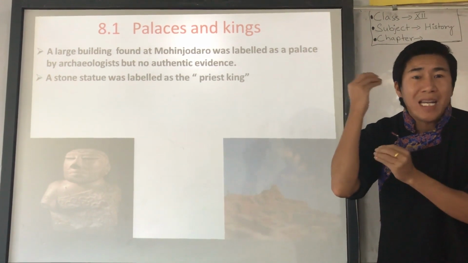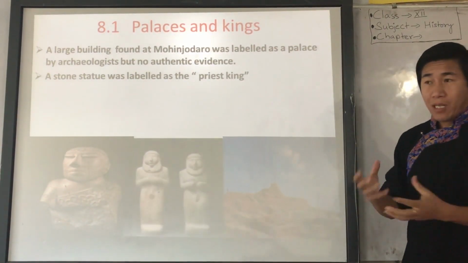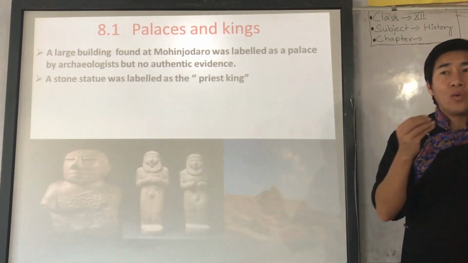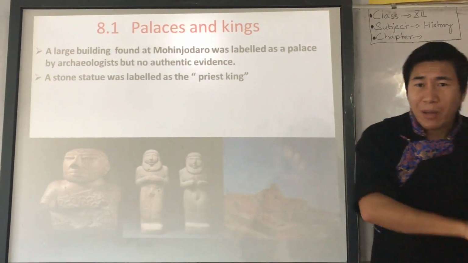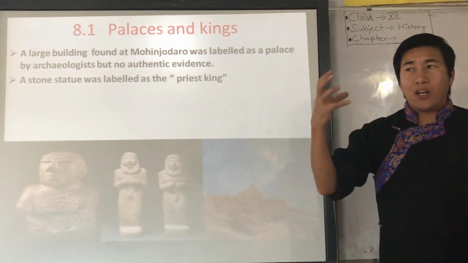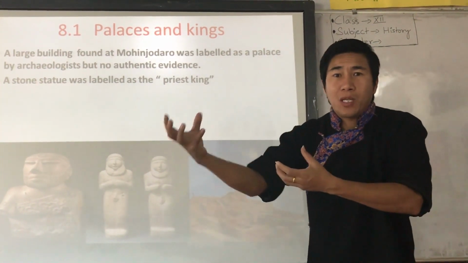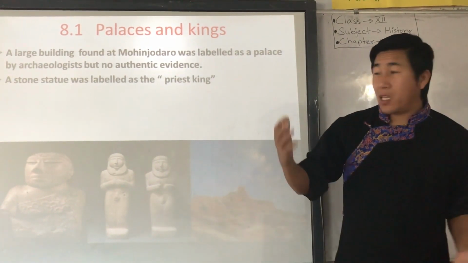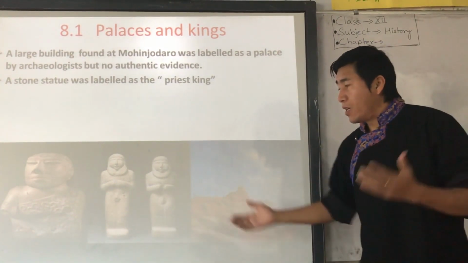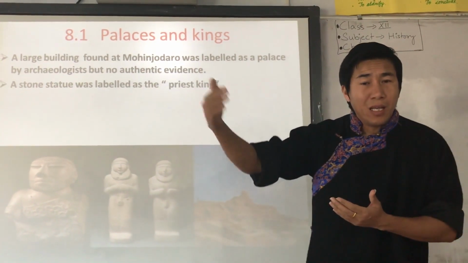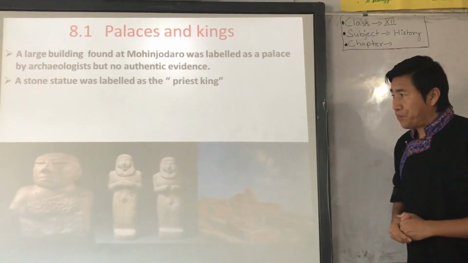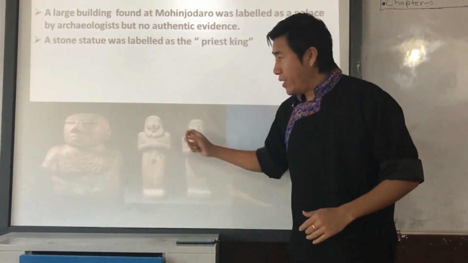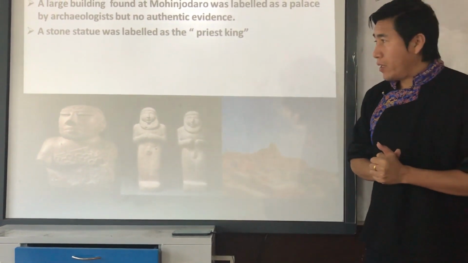So how did they get this idea? In the Mesopotamian civilization, they found a priest king. So archaeologists took this concept of a priest king from Mesopotamia and applied it to the Indian civilization. They concluded he must be a priest king, because this kind of concept existed in Mesopotamia. This is the Mesopotamian priest king, and here is the Indus Valley priest king. Understood?